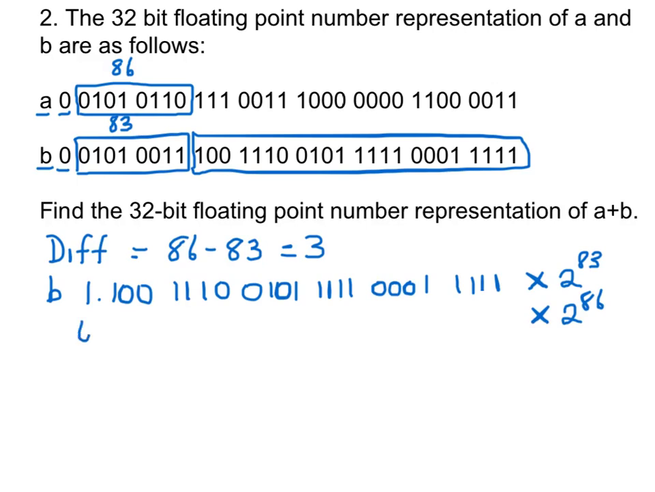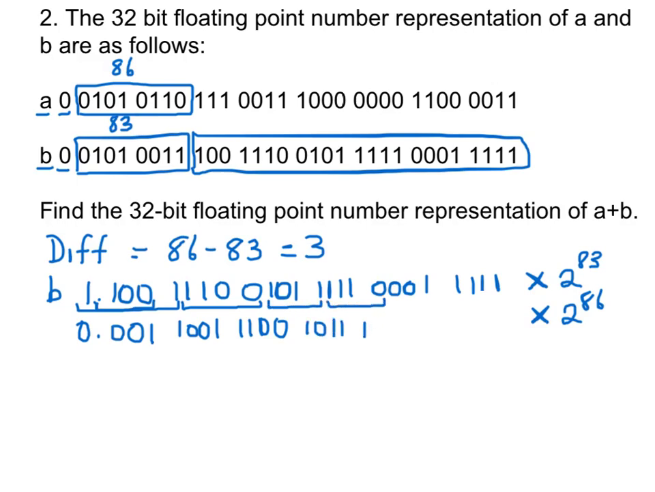So what you're going to end up with is 0.00, so there's my 3 places. And then I start putting in the number. The first digit is a 1. Then the next 4 digits are 1, 0, 0, 1. The next 4 digits are 1, 0, 1, 1. The next 4 are 1, 1, 1, 0. And then the last 4 are 0, 0, 1, 1. And this is by 2 to the power of 86.